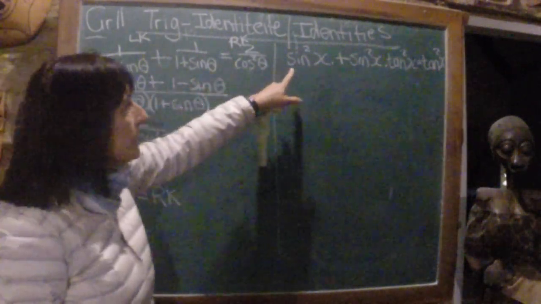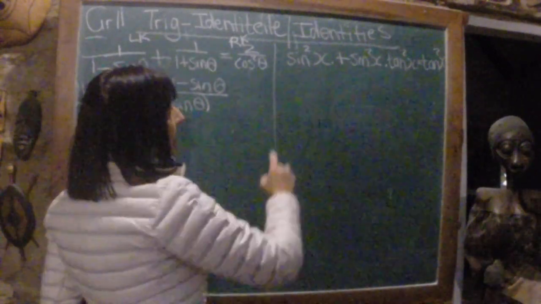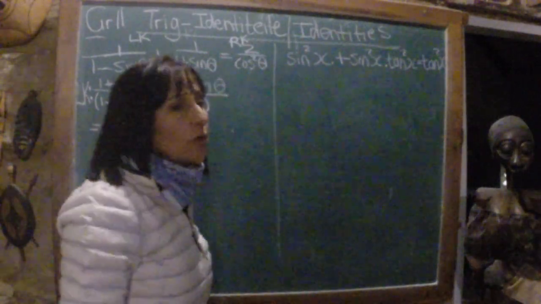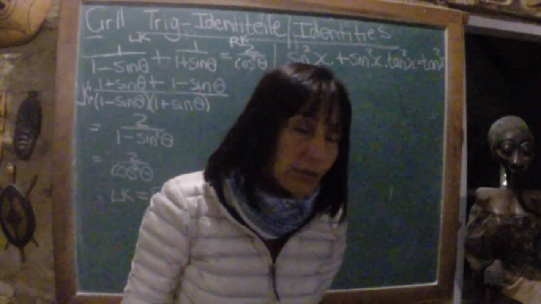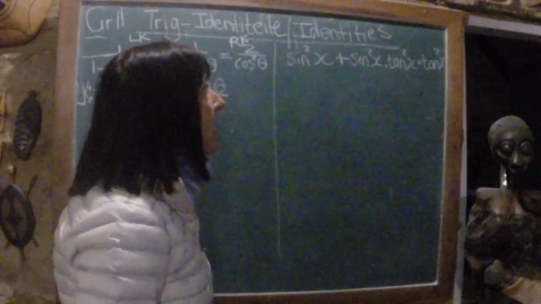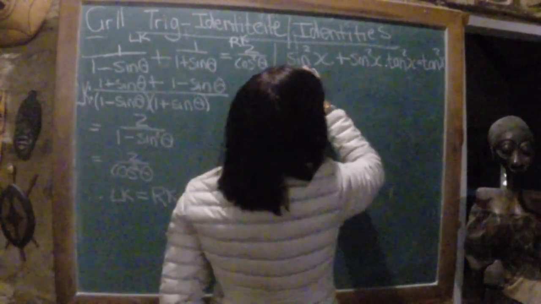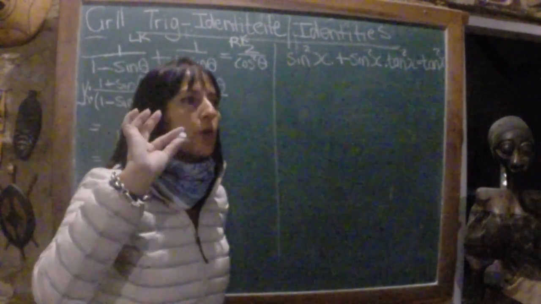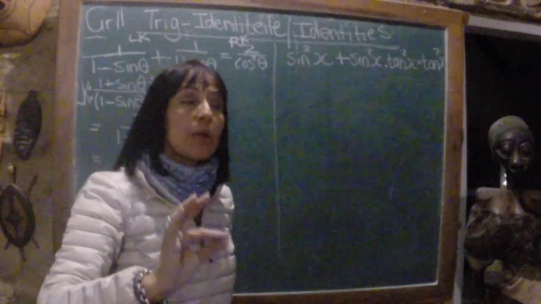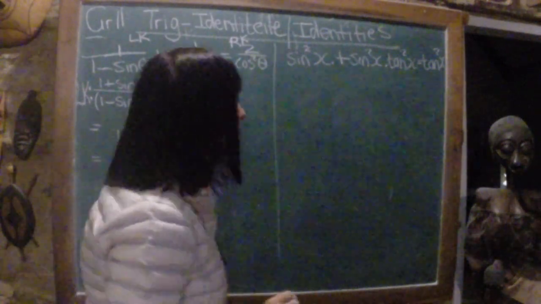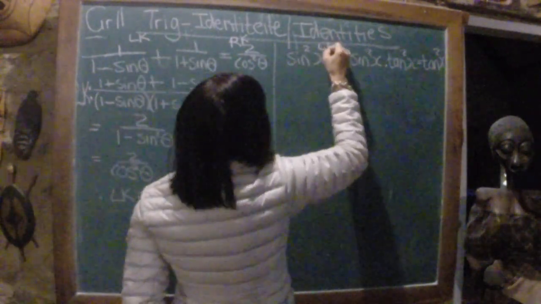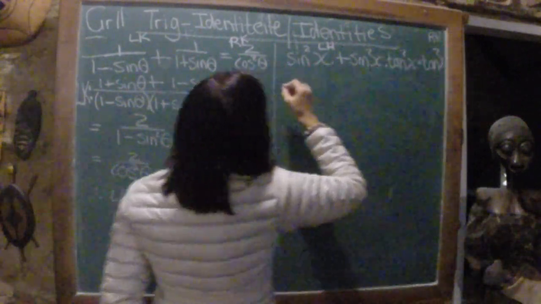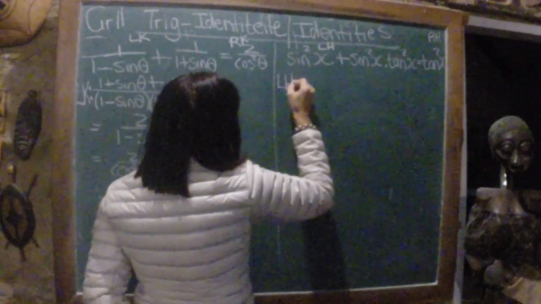Kom ons gaan kyk na hierdie ouetjie. Eerste ding wat ek sien, sin kwadraat, tan kwadraat, en ek weet dat ek sin kwadraat kan vervang met 1 minus cos kwadraat. It's my identity. But be careful. This thing is already very complicated. So let's just stick with the basics at first and see whether we can simplify it a little bit. This is my left-hand side. This is my right-hand side. So I'm going to work with my left-hand side.